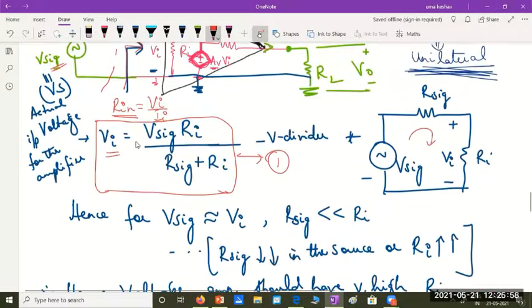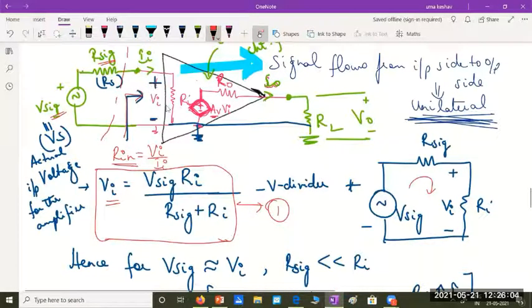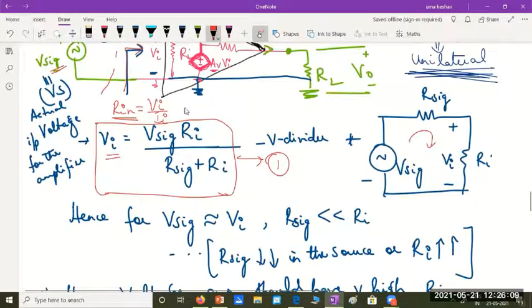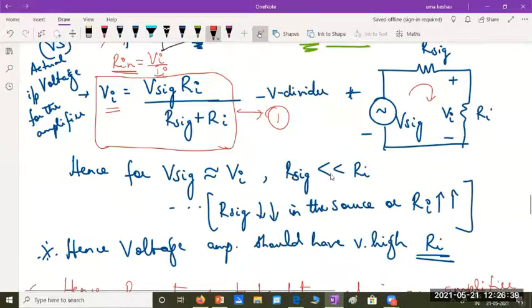And I also told you, if you want to make this Vi equal to the signal generator voltage Vsig, that is possible if I make Ri very, very large when compared to Rsig. So Ri represents the input resistance of the amplifier. If you make this input resistance much, much larger than the signal generator resistance, naturally all the signal generator voltage will appear across the input terminals. There won't be any drop or loss across this resistance if it is too small in comparison with Ri. That's all we have told.